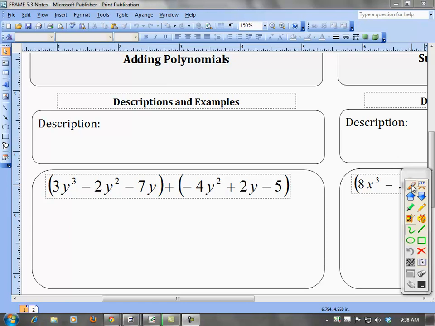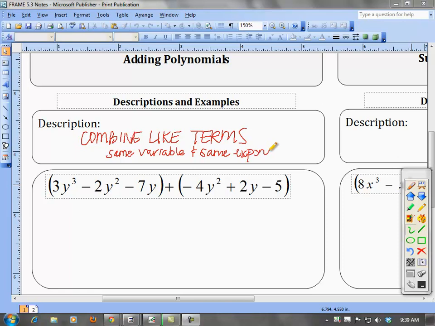I want to start with adding them, though. When we add polynomials, we want to use the phrase combine like terms. Okay, now in this case, let's talk about like terms. Like terms are the same variable and have the same exponent. Okay, so same variable and same exponent.